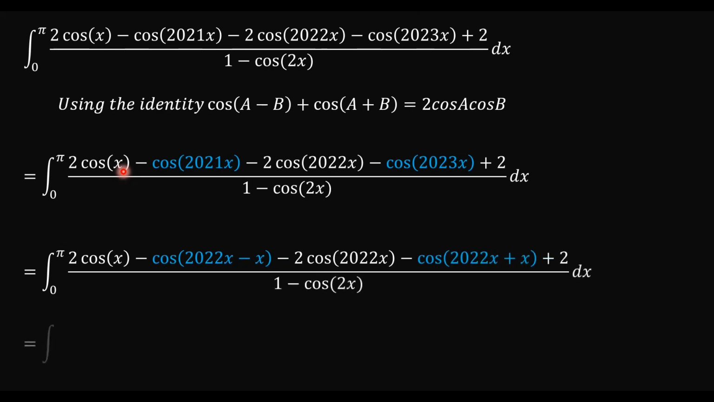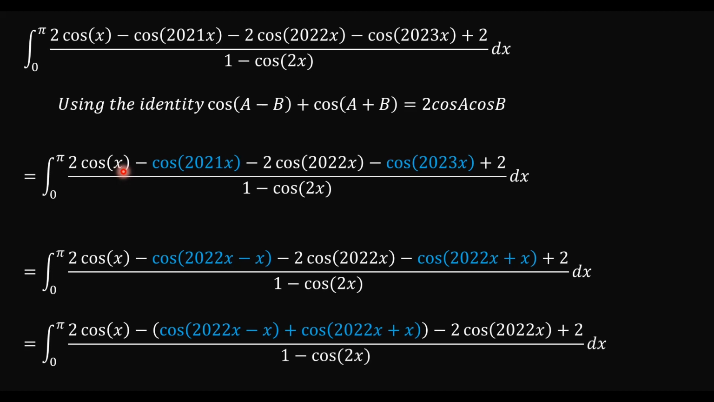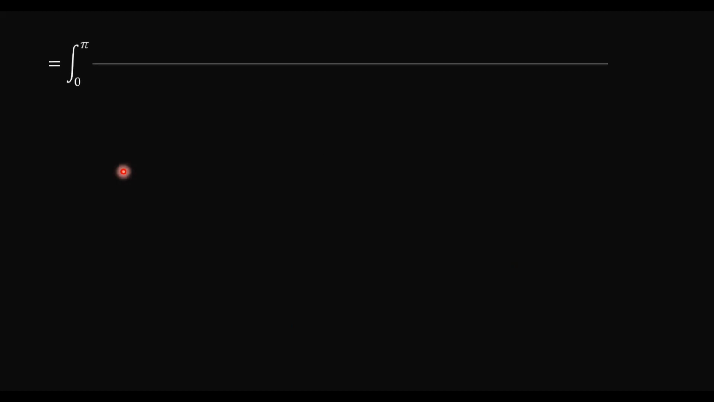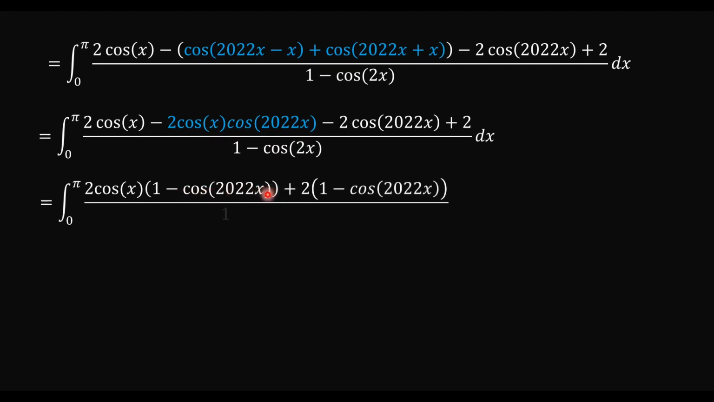When we collect the highlighted terms together, we have cosine 2022x minus x plus cosine 2022x plus x. These can now give us 2 cosine x cosine 2022x. Now we can factorize the first two terms in the numerator by pulling 2 cosine x out, so we're left with 1 minus cosine 2022x in the bracket.